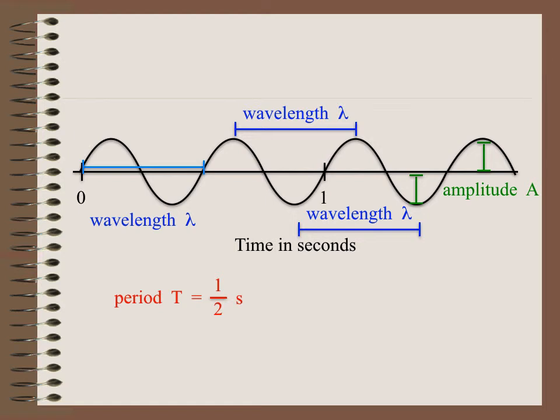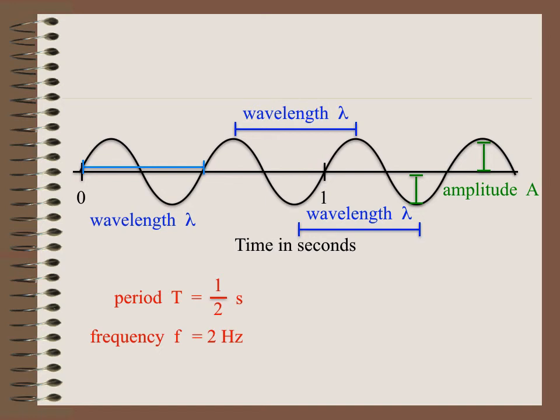The frequency, symbolized as a lowercase f, is how many waves pass in 1 second. In this case, we have two complete crests and two complete troughs passing by the time we hit 1 second, which gives us a frequency of 2 hertz, or 2 waves per second.